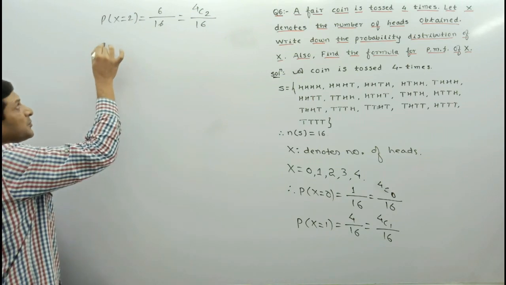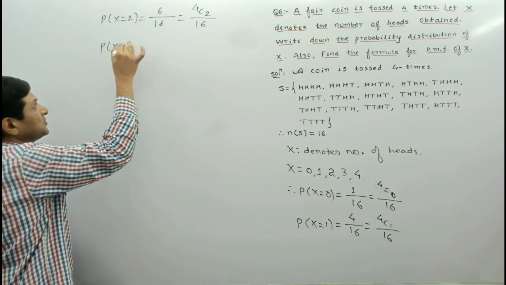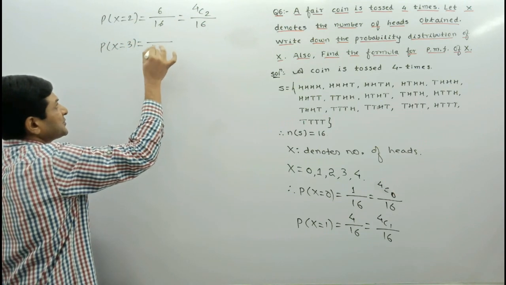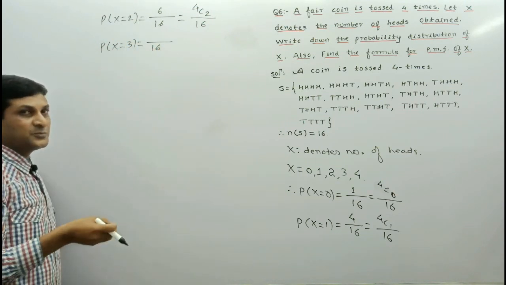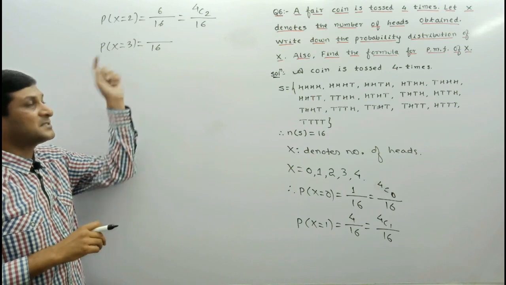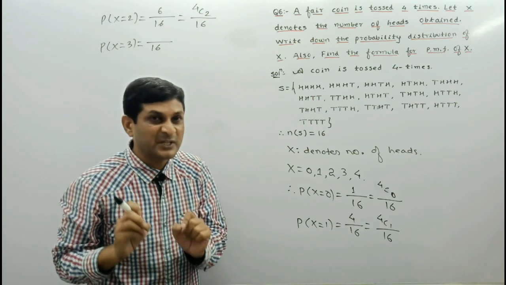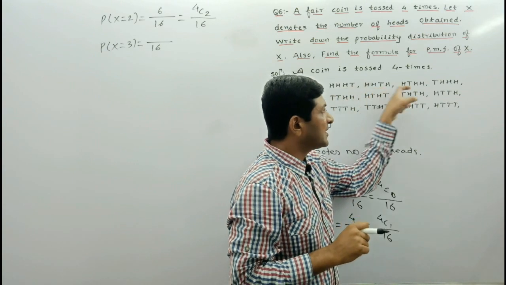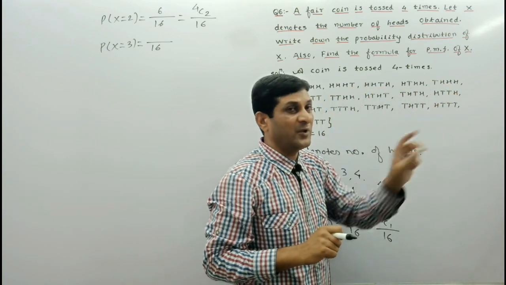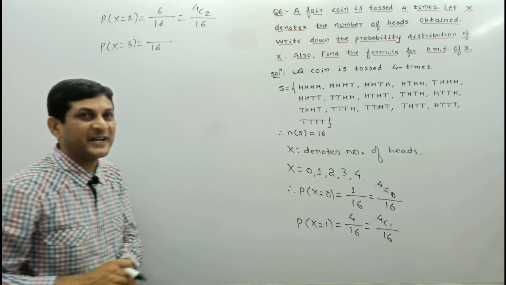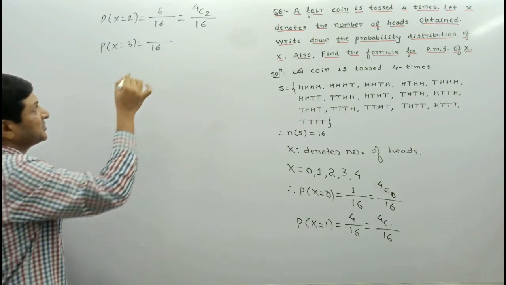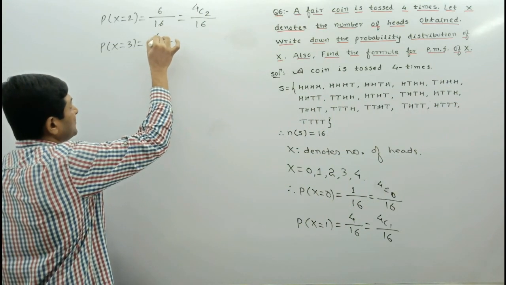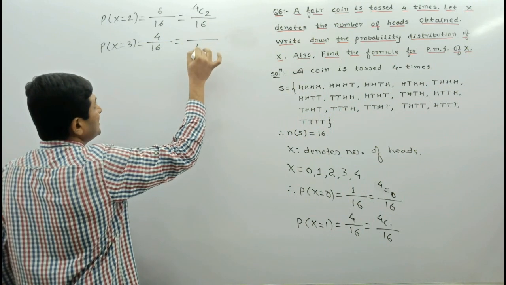Now we are finding probability when x is equal to 3. So total outcomes are 16. In these 16 outcomes, check that in how many elements x is equal to 3. X is equal to 3 means number of heads are 3. So number of heads are 3 appears here also, here also, here also, here also, means total 4 elements are there in which number of heads are 3. So 4 elements are there. So 16, keep it as it is.